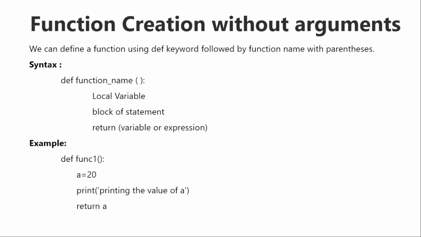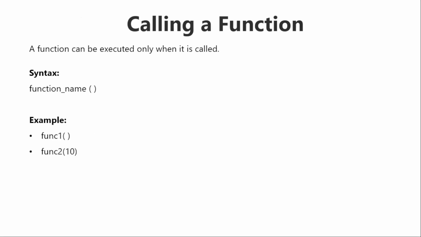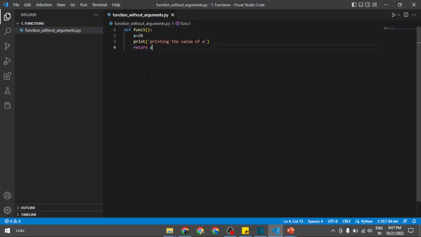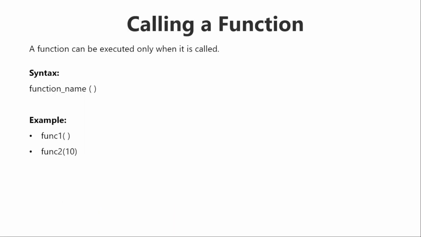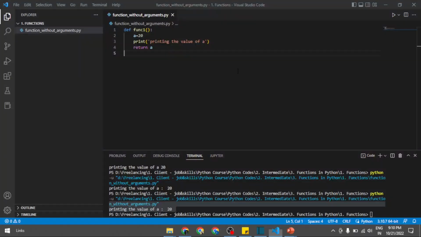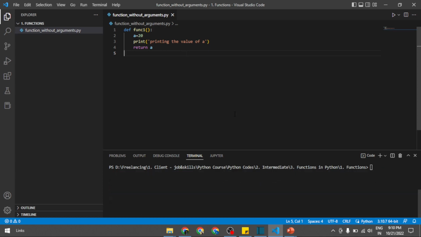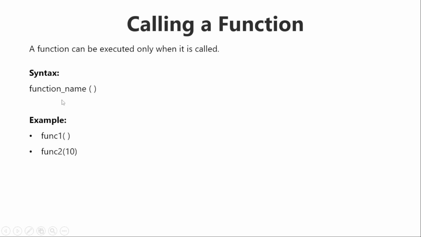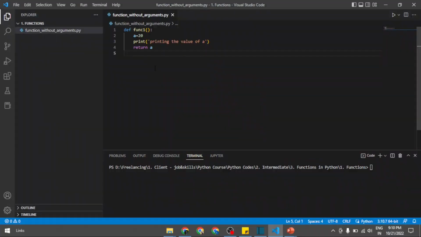Now let us move to the next concept, which is calling a function. A function can be executed only when it is called. So we have created the function here. In order to get the output of this function, we need to call this function. So how can we call this function? The function can be called with the help of the function name and parenthesis. Example func1, func2, and so on.